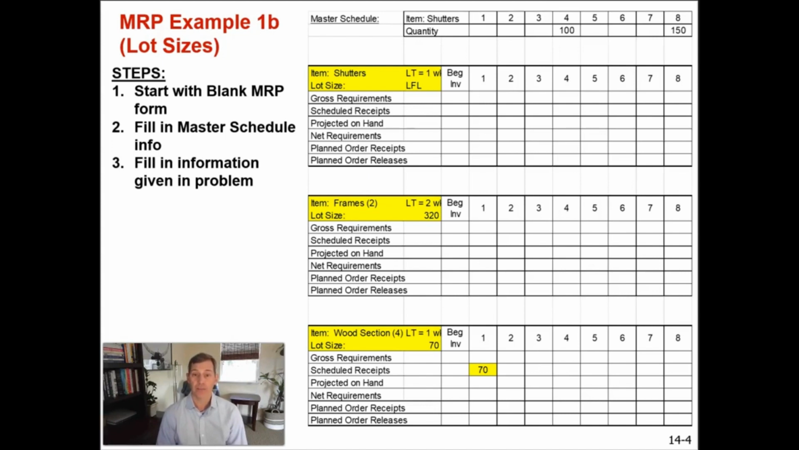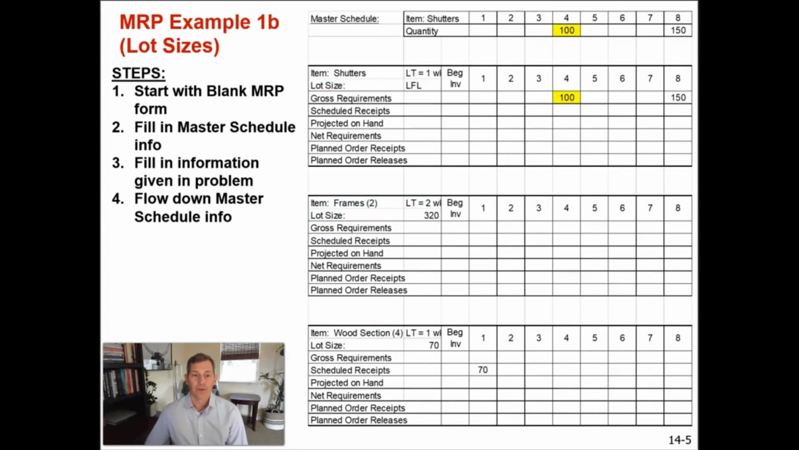So you have to get them in increments of 320. Same thing for the wood sections. There's still a 1 week lead time. There's still 4 wood sections per shutter. And your lot size of the wood sections is 70. Now remember, we have 70 units of the wood sections coming in week 1. That also remains unchanged. So now we're going to drag down our master schedule.